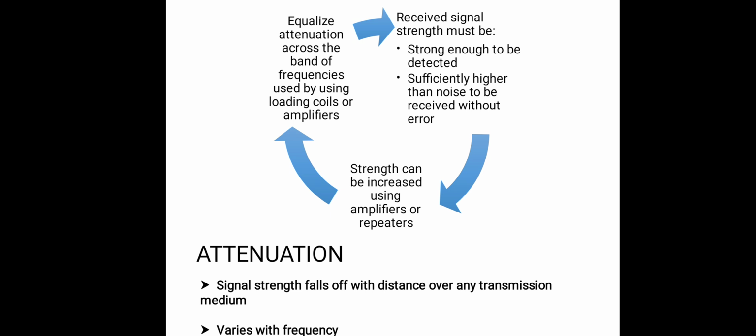Attenuation can be equalized across the band of frequencies used, to equalize the bandwidth among various frequencies, by using loading coils or amplifiers. The received signal strength must be strong enough to be detected, and sufficiently higher than noise to be received without error. The strength can then be increased using amplifiers or repeaters.